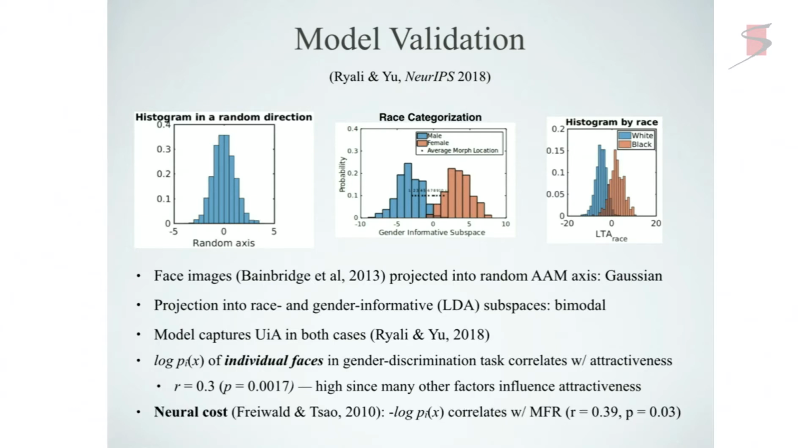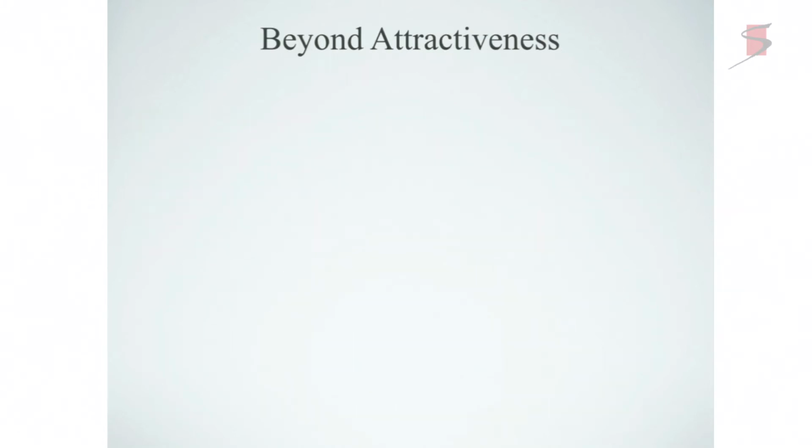We also see that there's potentially a neural cost that's correlated with this. So with the same Freiwald and Cao monkey neuron data, we find that the log likelihood of the face images correlates with the average mean firing rate across all the neurons in the face patch areas.